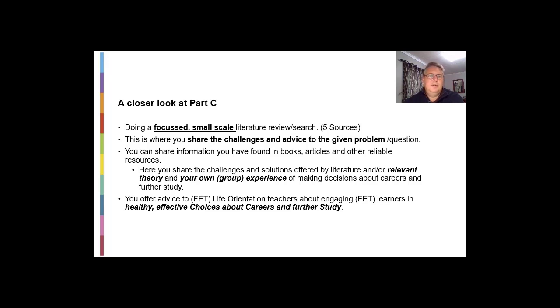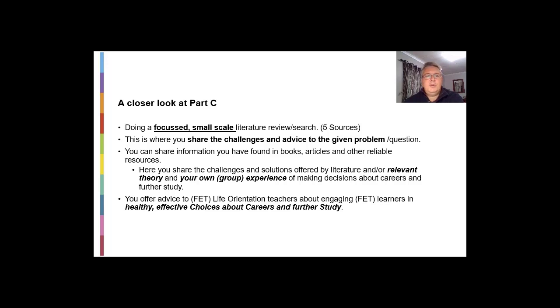Or question. You can share information you found in books, articles, or other reliable sources. You can share the challenges and solutions offered by the literature and/or relevant theories. So there's a couple of relevant theories, approaches and principles in NULL that you can look at. And of course, your own group experience of making decisions about career and further study.